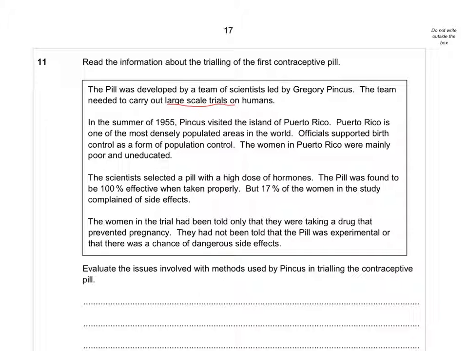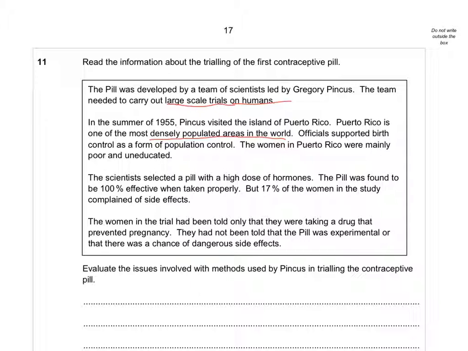That's one thing straight away. And we know it was on humans. In the summer of 1955, Pincus visited the island of Puerto Rico. Puerto Rico is one of the most densely populated areas in the world, so that means there's a lot of people living within a small area, and officials supported birth control as a form of population control, so that might become significant a little bit later on.